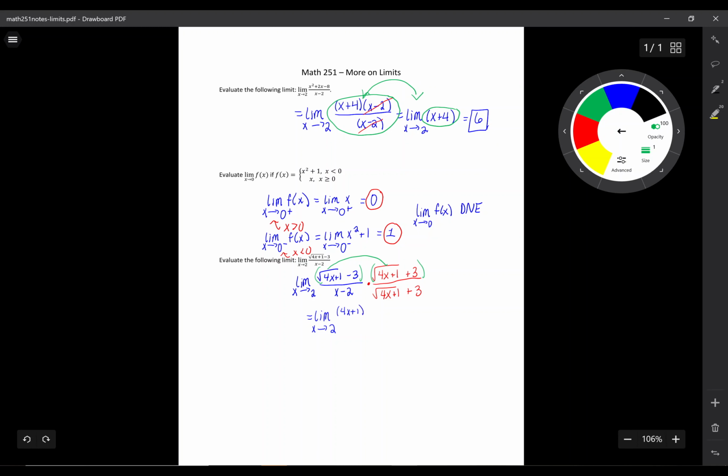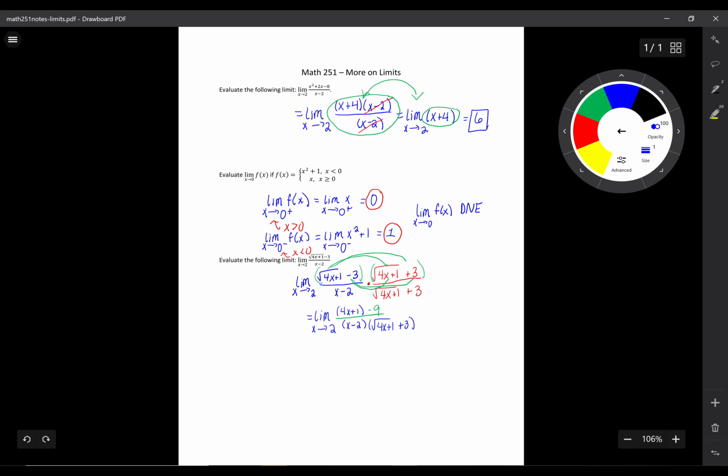And then when I multiply my outer terms, that gives me positive 3 square root 4x plus 1. And then this gives me negative 3 square root 4x plus 1. So those two terms will cancel, since I have positive 3 plus negative 3. And then I have negative 3 times positive 3, which just gives me minus 9. So that is why multiplying by conjugates is so helpful, because those square root terms cancel. And then on the bottom, I am left with x minus 2 times square root 4x plus 1 plus 3.